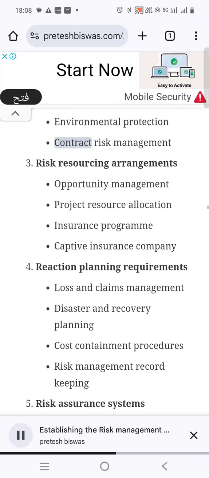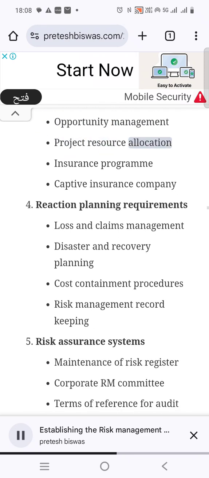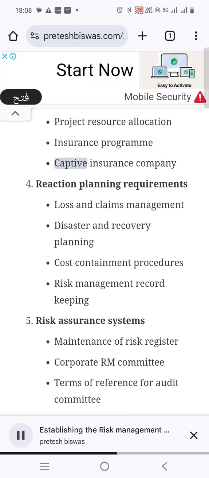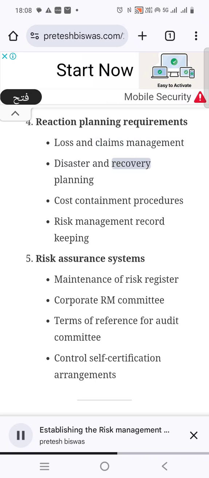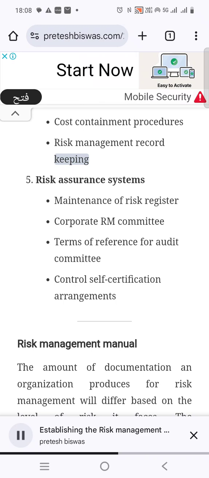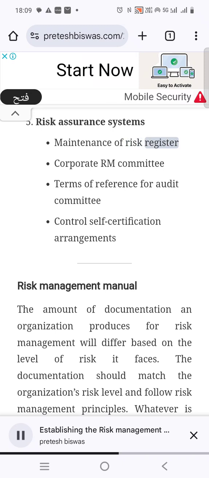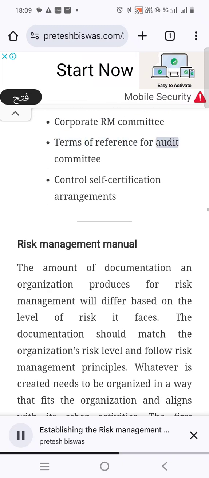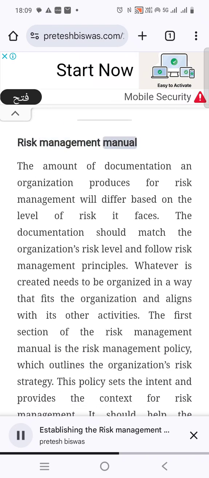Environmental protection. Contract risk management. 3. Risk resourcing arrangements. Opportunity management. Project resource allocation. Insurance program. Captive insurance company. 4. Reaction planning requirements. Loss and claims management. Disaster and recovery planning. Cost containment procedures. Risk management record keeping. And 5. Risk assurance systems. Maintenance of risk register. Corporate committee. Terms of reference for audit committee. Control self-certification arrangements. Risk management manual.